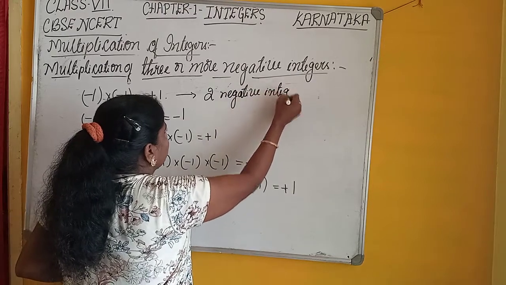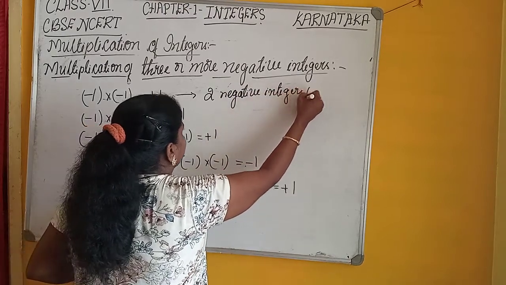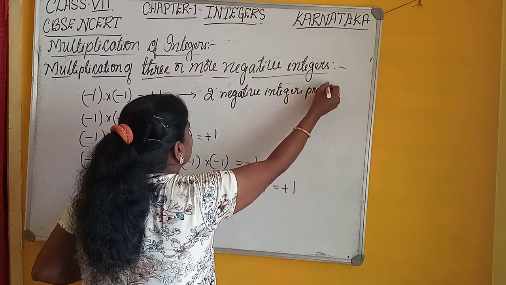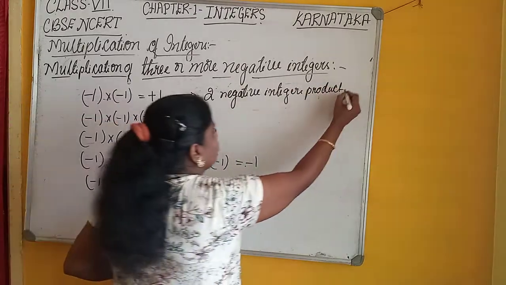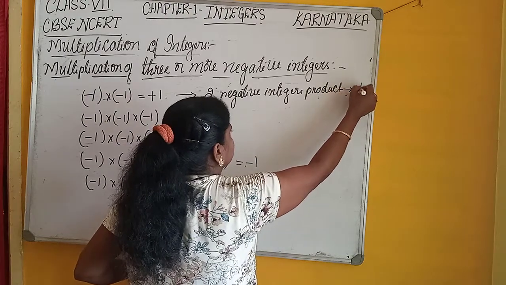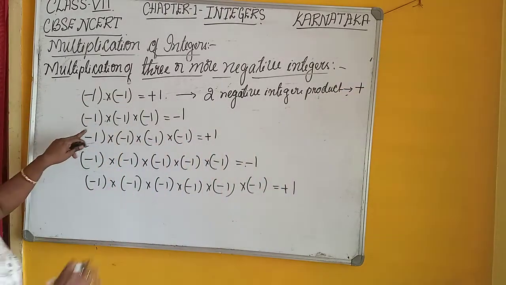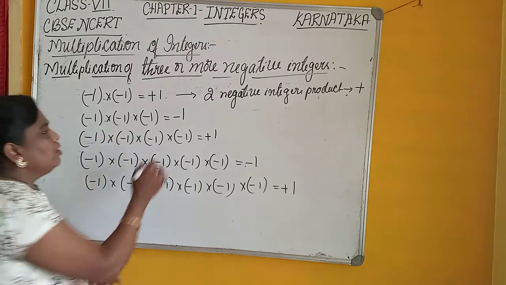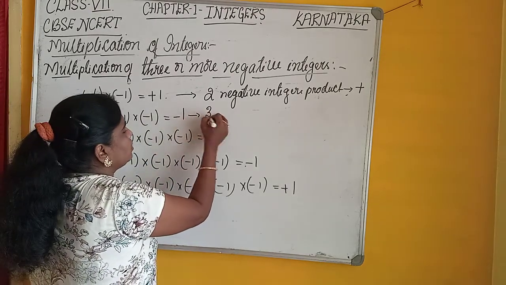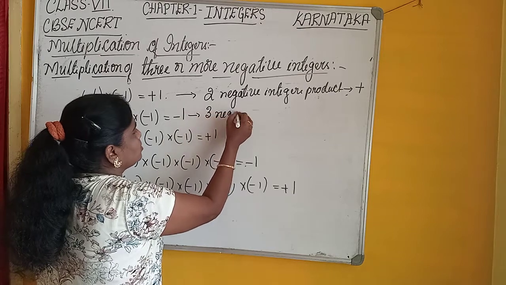Two negative integers. For that, the sign of the product is plus. Okay. Here, consider how many negative integers are there? 1, 2, 3. Here, three negative integers.